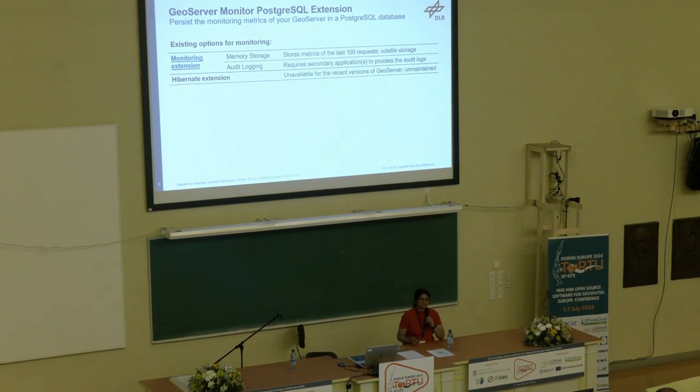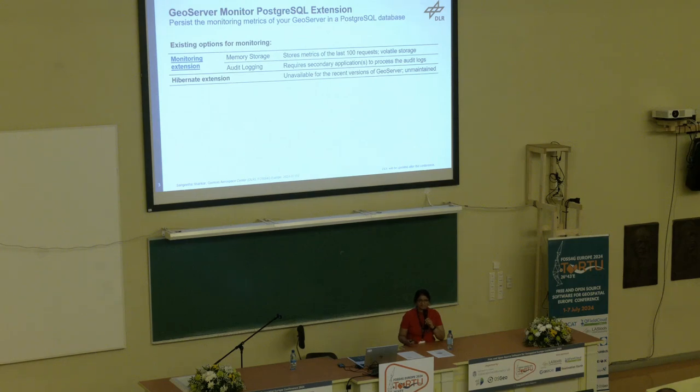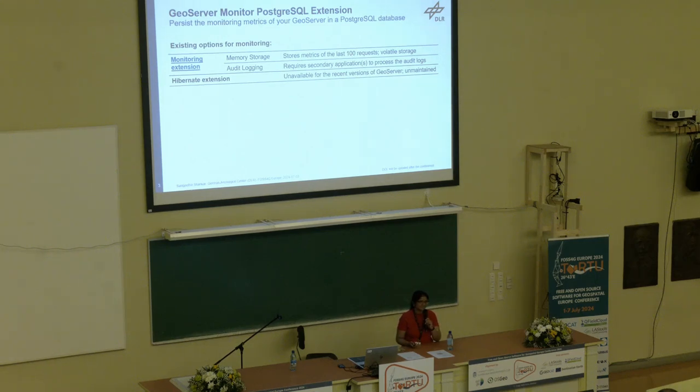We had already installed the official monitoring extension of GeoServer, which offered two options to store the metrics. The first one was memory storage, which keeps the metrics for the last 100 requests that the GeoServer receives. This was unfortunately not sufficient for us because our GeoServer receives almost 10,000 requests a day. We also looked into audit logging, where all the metrics are logged as XML files to your storage, and then you need some secondary applications to process the logs.